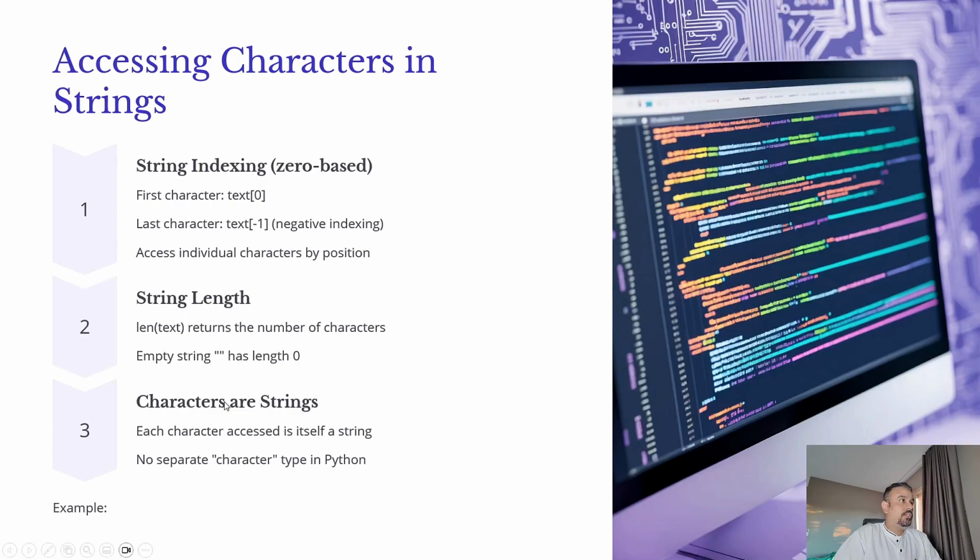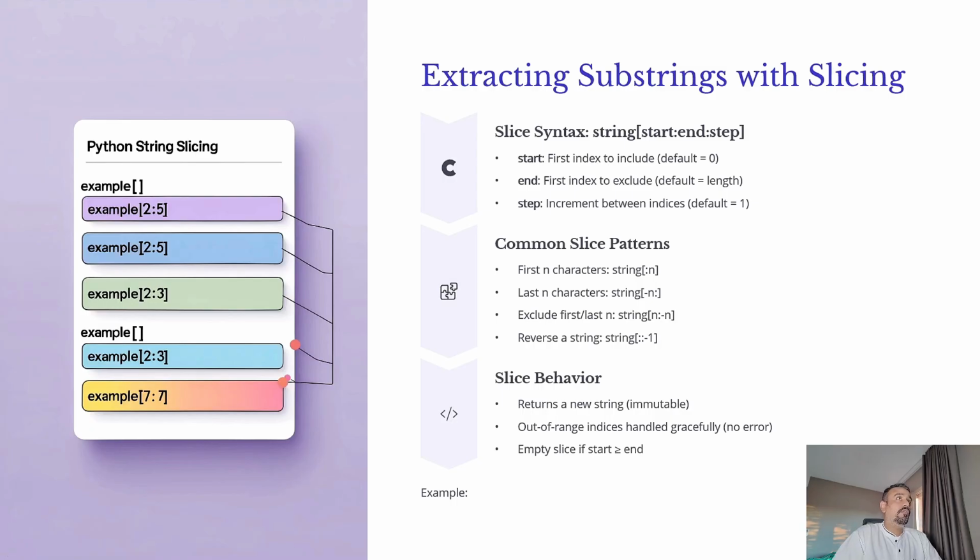Now let's go back to our screen and see what's next. Now we are going to see how extracting substrings in Python strings is possible. Slicing lets you extract parts of a string using the syntax start, end, and step. The start index is inclusive and the end index is exclusive. I will show you that in the example. And the step controls how many characters to skip.